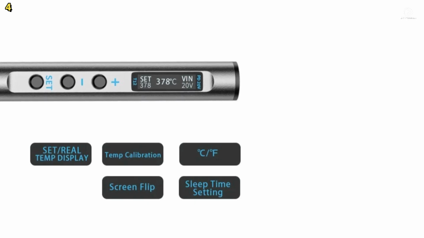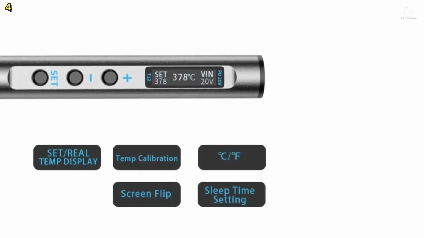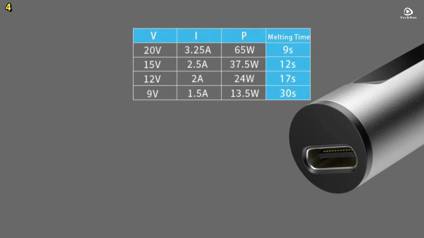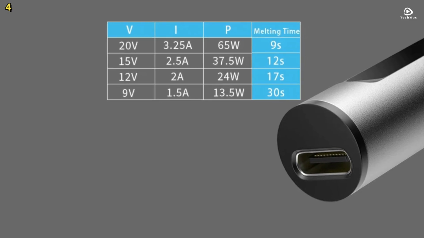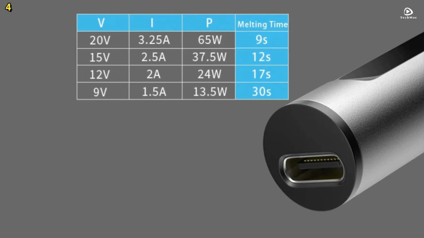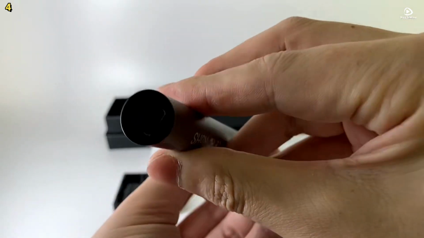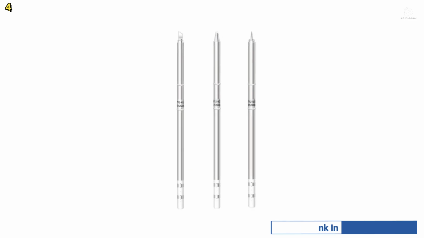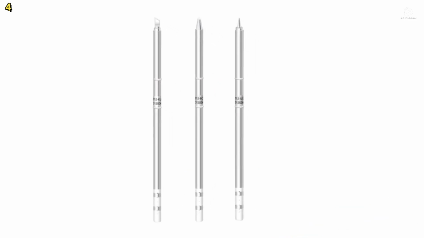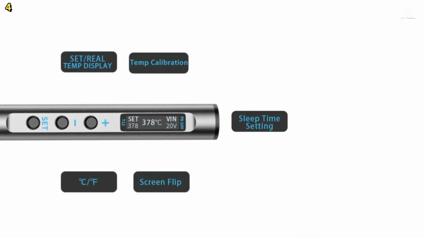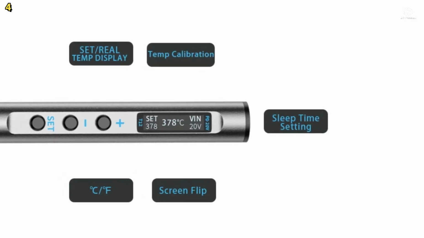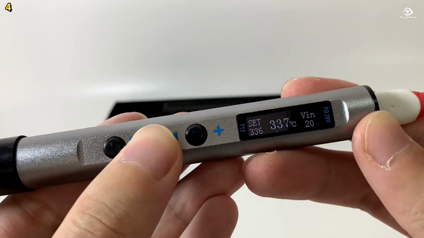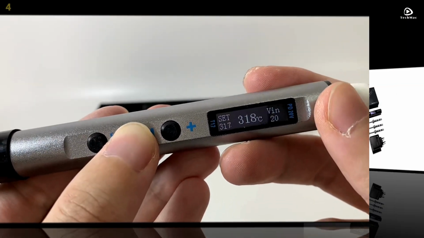For added safety, the T12 features automatic sleep mode and vibration sensing. When idle or placed down, it powers down to conserve energy and extend the tool's lifespan. Compatible with standard T12 soldering tips, this iron is versatile enough for both delicate electronics work and heavier soldering projects. Whether you are at your workbench or out in the field, the T12 electric soldering iron delivers reliable, fast, and precise performance in a compact, travel-friendly design.